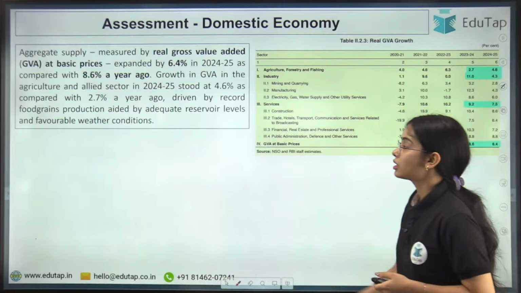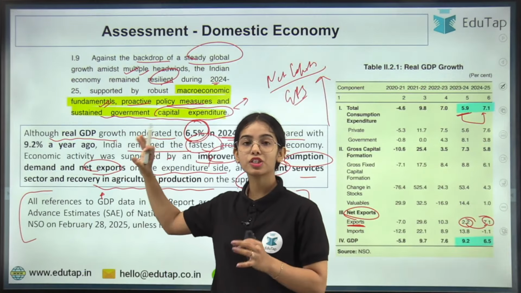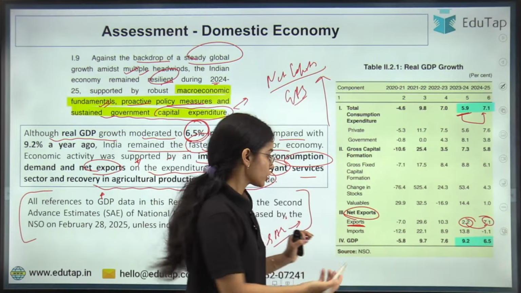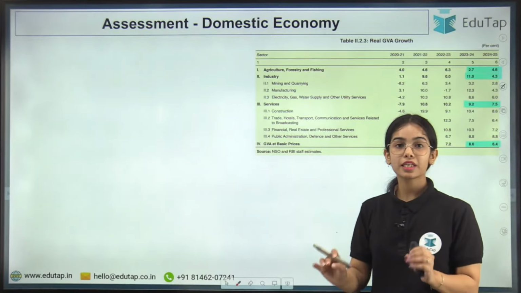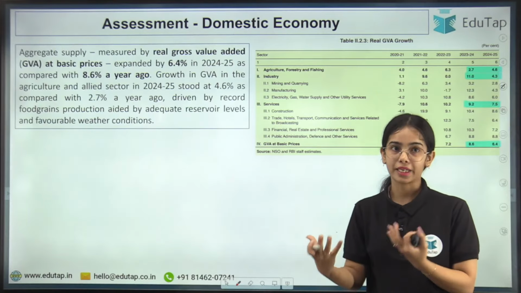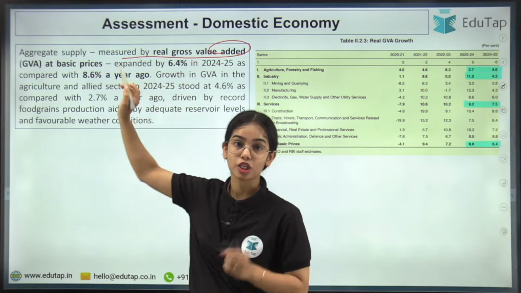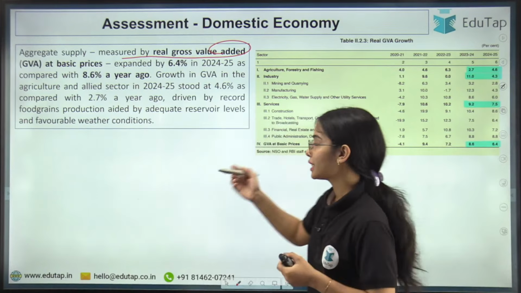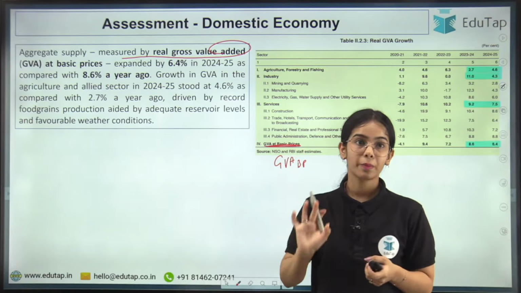Now next is aggregate supply. This was the demand side, where real GDP growth has moderated to 6.5% from 9.2%. Now we will see the GVA, that is gross value added, from the supply side. Aggregate supply, the total production happening in the country, is measured by real gross value added at basic prices.